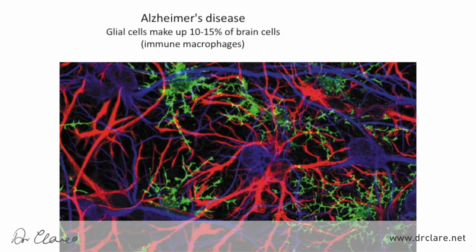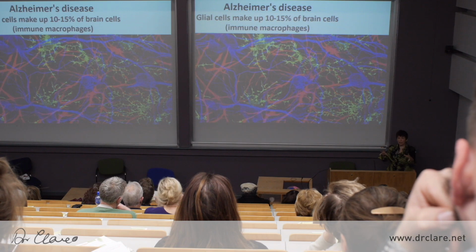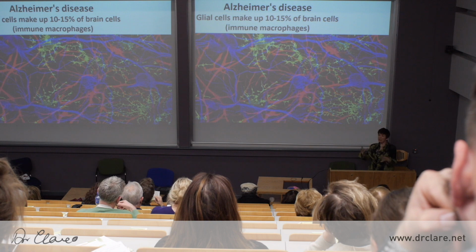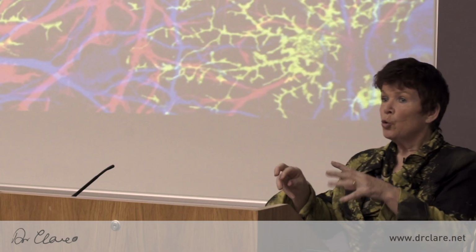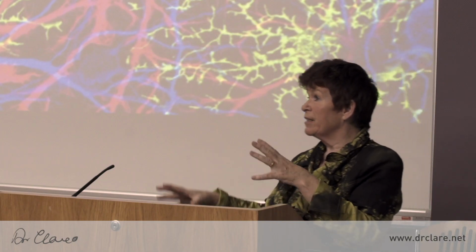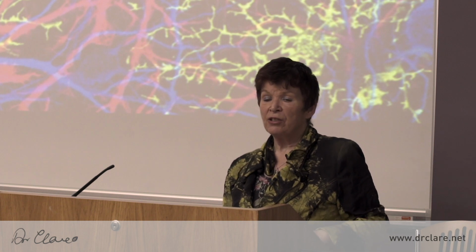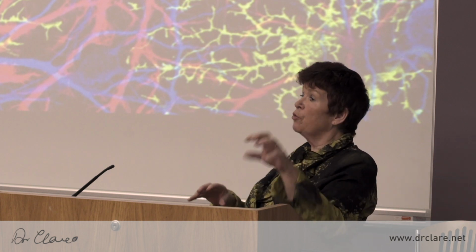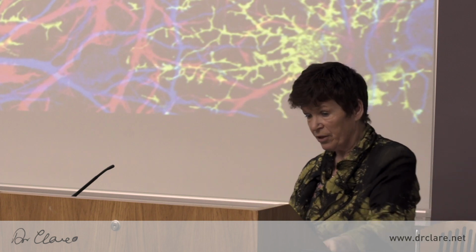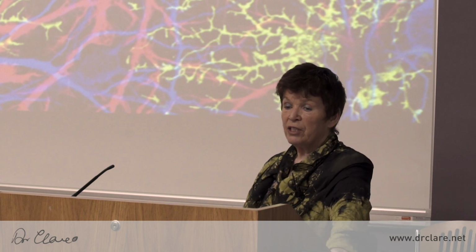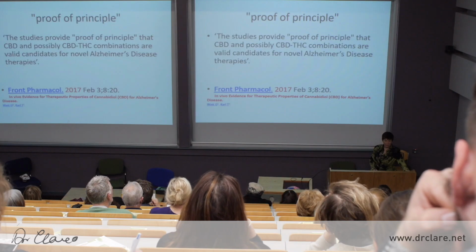These are glial cells. Anybody know what macrophages are? They're the scavenger cells in the immune system, and they mop up all of the debris that's left over from inflammation. So these are the equivalent in the brain. Aren't they beautiful? So they're immune macrophages. They make up 10 to 15% of the brain.